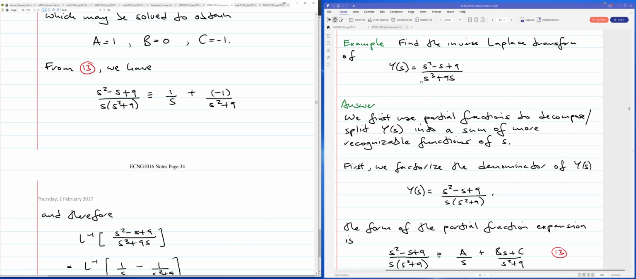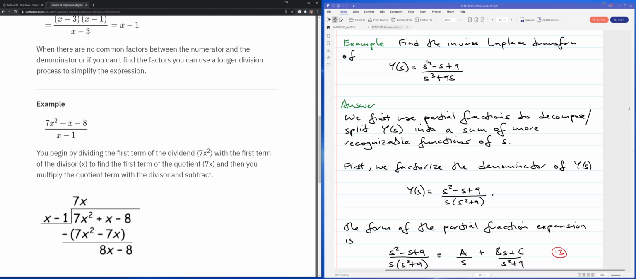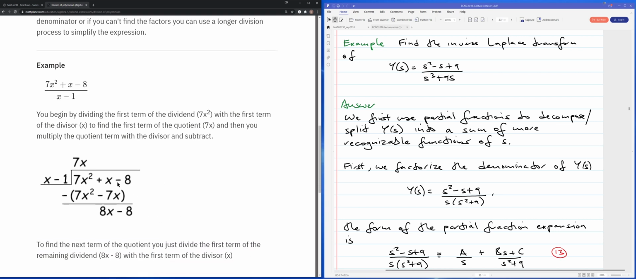When you're using partial fractions, the very first thing you do is check whether the power on top is higher or lower than the power below. You look at the highest power on top and the highest power below. If the highest power on top is greater than or equal to the highest power below, then you do long division of polynomials, which you probably would have seen already.